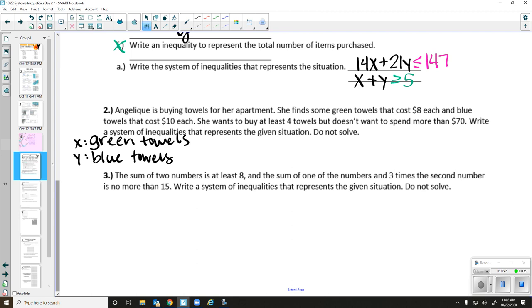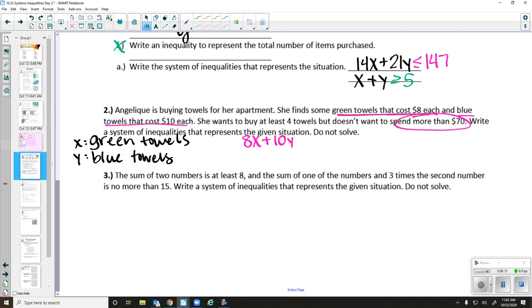There were 2 different totals. One that went with her money amount. She wants to spend no more than $70. So if it's talking about money, you need to include the prices with your variable. Each green towel is $8, so 8x. Blue towels are $10, so plus 10y.